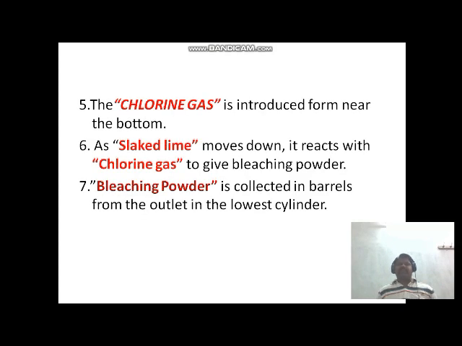The slag lime moves down and reacts with the chlorine gas to give the bleaching powder. The bleaching powder is collected in barrels from the outlet in the lowest cylinder. Bleaching powder is not collected in the upper cylinder. It is collected in the last cylinder, the bottom cylinder, the lowest cylinder.